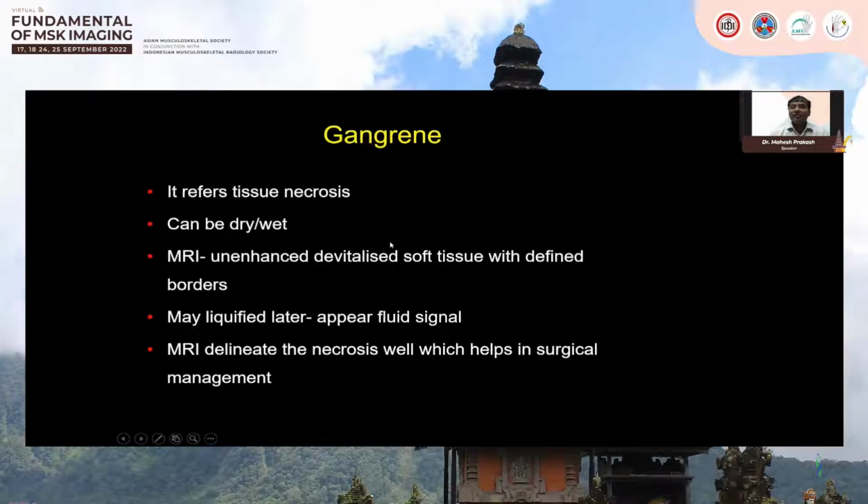Gangrene refers to soft tissue necrosis. It can be dry or wet, depending upon the presence or absence of infection. MRI shows unenhanced, devitalized soft tissue with a defined border. There can be liquefaction in these gangrene cases.